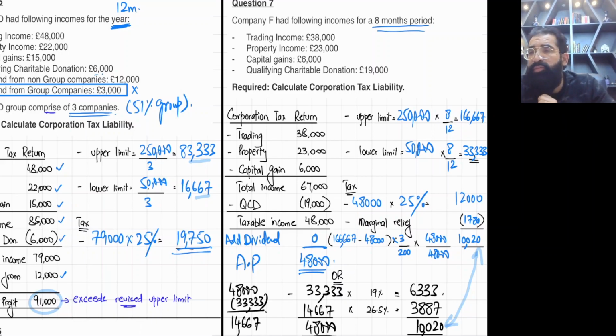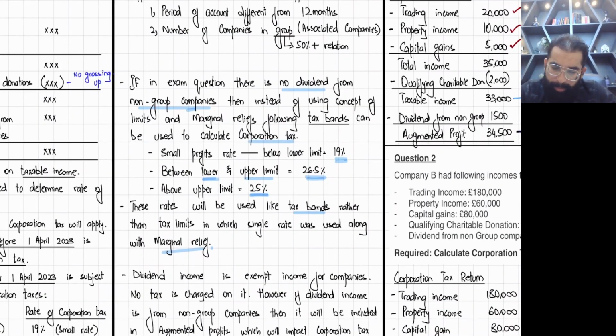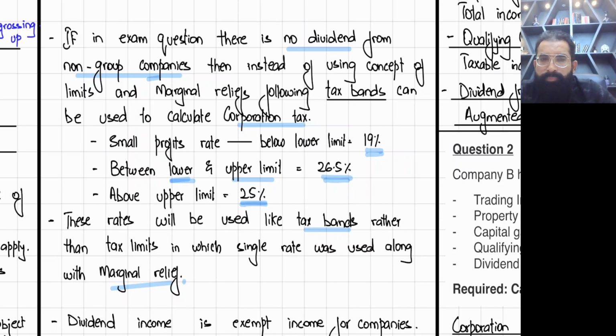So this is the second way of calculating tax. What is the condition? When there are no non-group dividends, then you can do it in this way and prove it yourself. Let me show you those bands again. See, these are the bands: 19%, 26.5%, and then 25% above the upper limit.